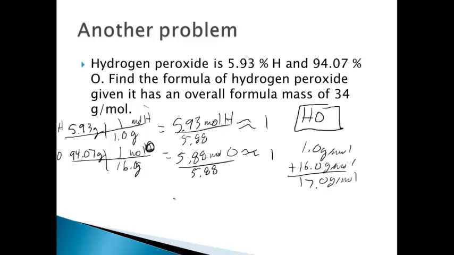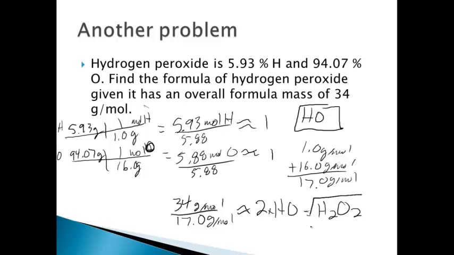We now do the molecular molar mass of 34 grams per mole, divided by our empirical molar mass of 17.0 grams per mole, and we should get a nice whole number, or pretty close to it. On this one we get a nice whole number of 2. Take this and multiply it times the subscripts of your empirical formula, and we get H2O2, better known as hydrogen peroxide. So this is our molecular formula, empirical and then molecular.